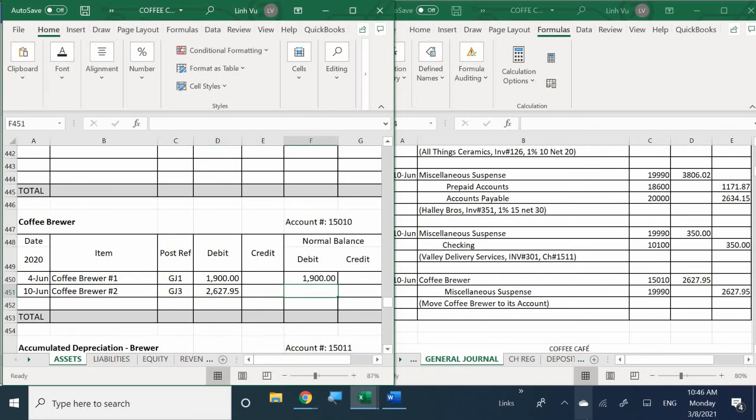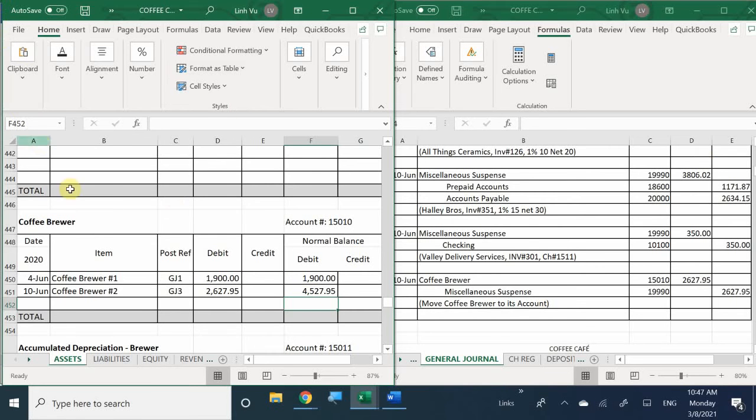$2,627.95. All right. So therefore, in this case, I have to enter in the formula because this is taking it from the first one, right? So you're going to go up 1, plus any debits minus any credits to get me a grand total of $4,527.95 worth of coffee brewer. So again, I have a total of 2. Okay. And that's my current balance in the overall coffee brewer's account.